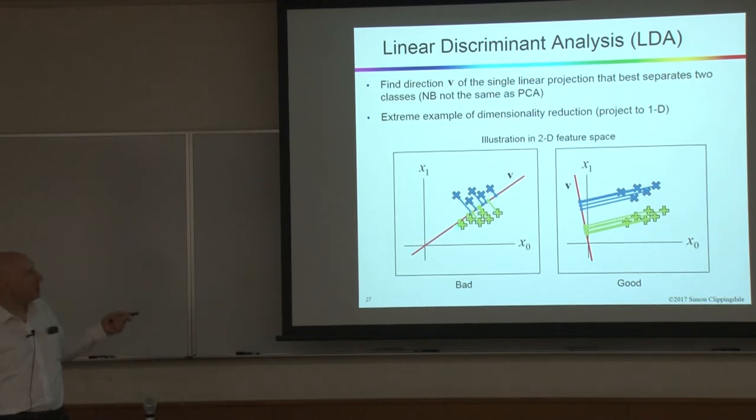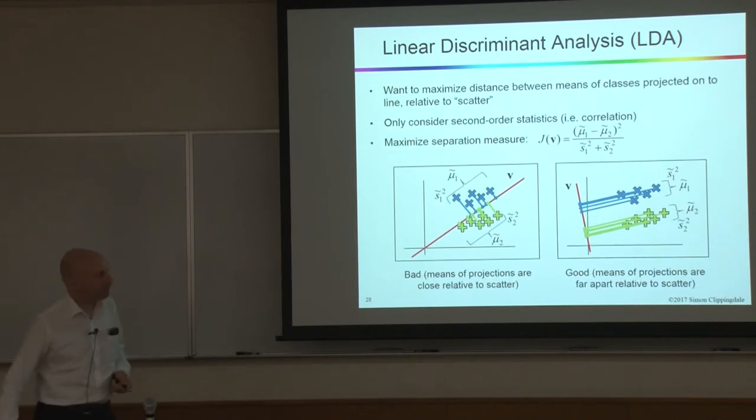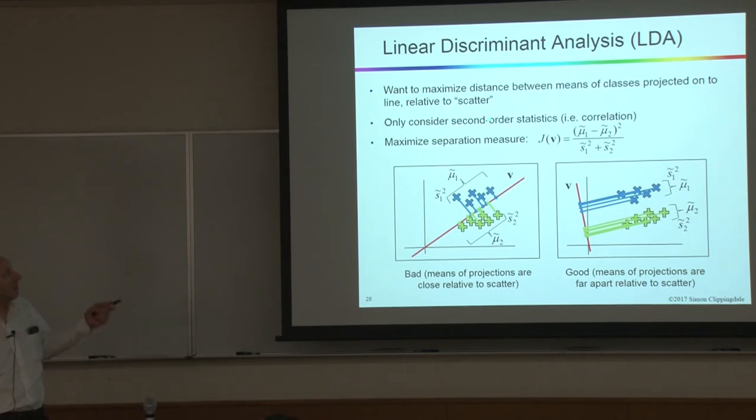So here's a two-dimensional feature space with blue and green data sets. If we choose this V as a direction to project our data onto, the projections of the data all get mixed up. That's not going to be very useful. If we choose this projection, however, then all the blue points project around here, all the green points project around here, and if we drew a boundary around here somewhere, we could distinguish quite reliably with just this one projection. So that illustrates how you should do linear discriminant analysis. Geometrically, what you're trying to do is maximize the distance between the means as they're projected onto the projection line relative to the scatter among the classes.